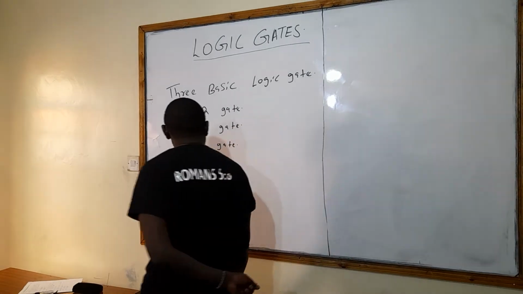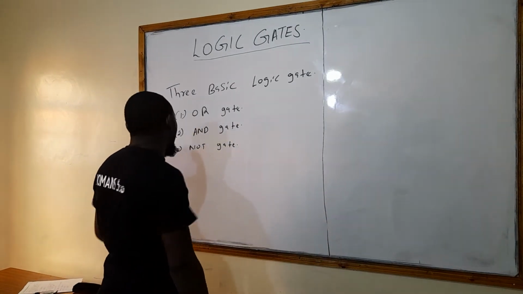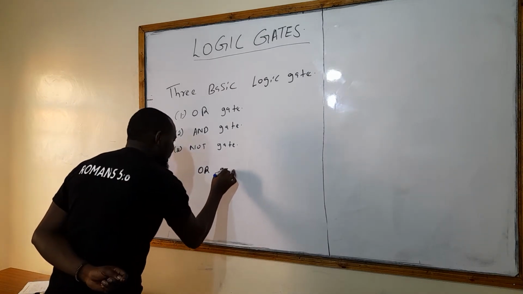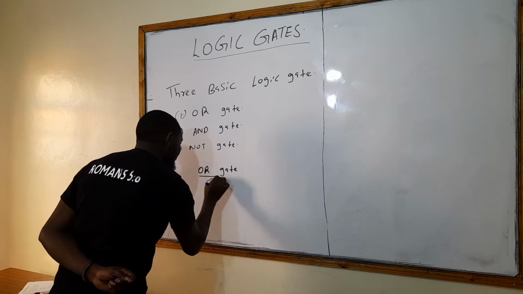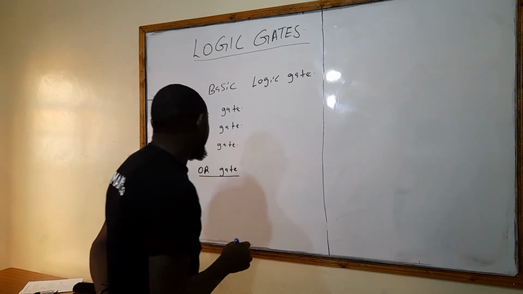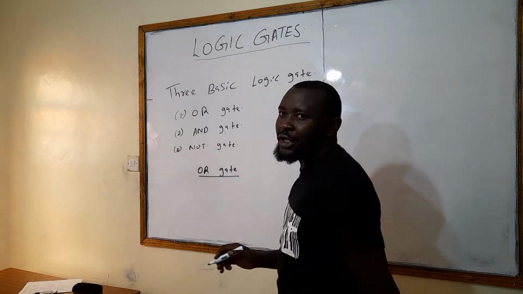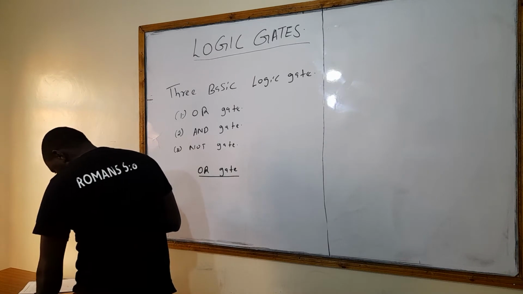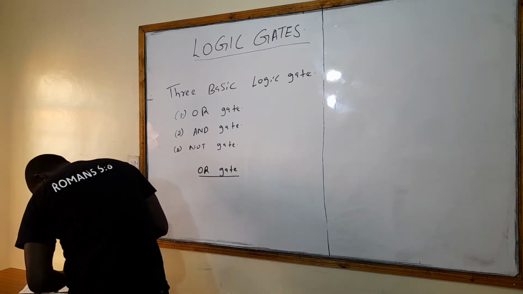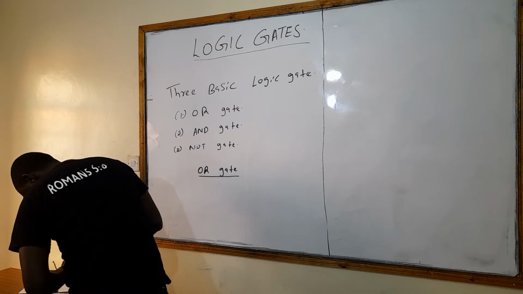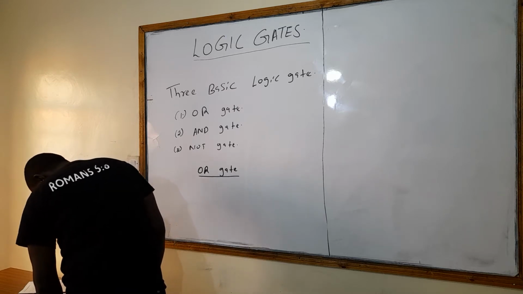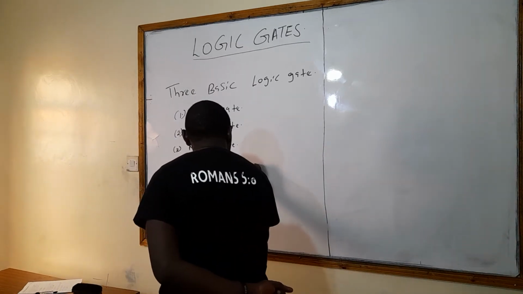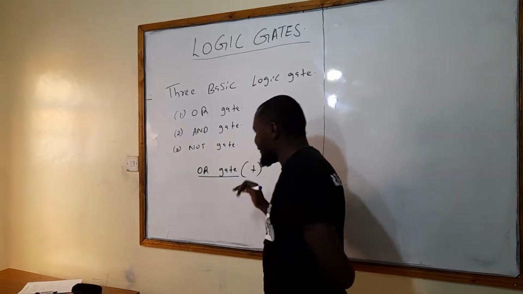Now, let us discuss them one by one. Let's start with the OR gate. The OR gate has an operation of addition. An OR gate is a logic gate that has two or more inputs. So an OR gate has an addition operation like this.